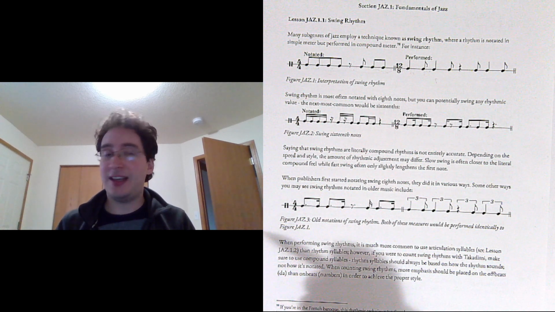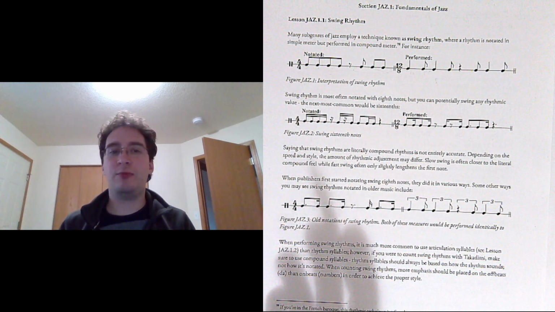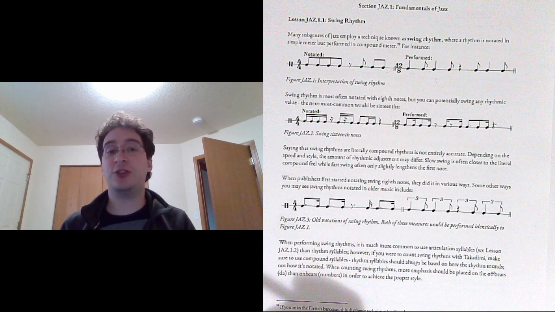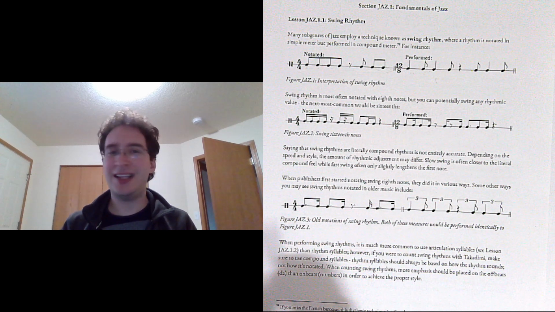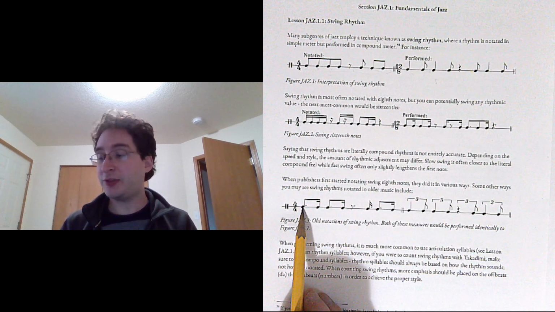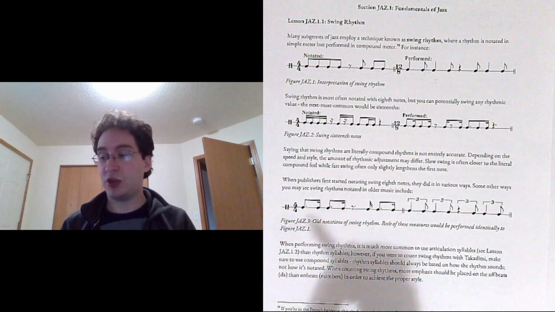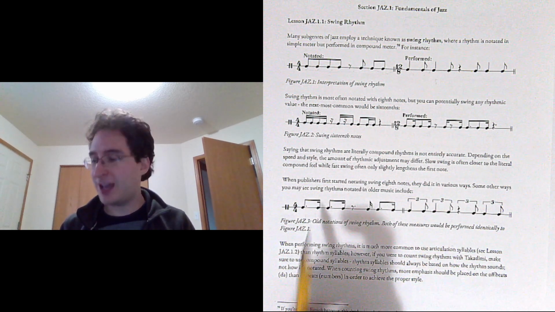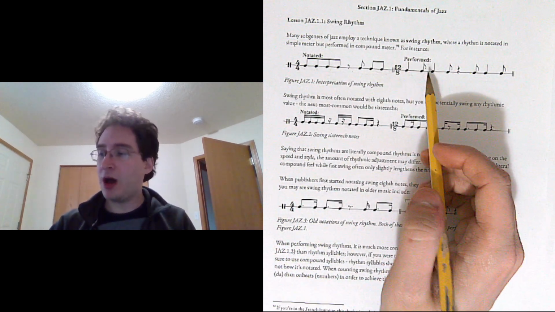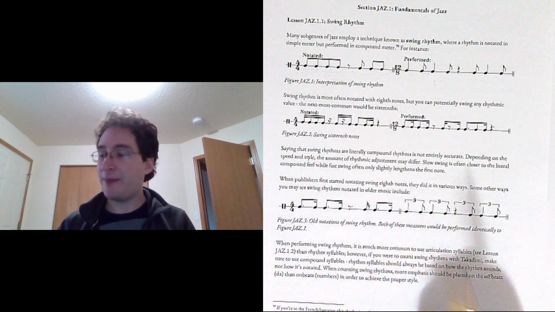You may see other notations for swing. When publishers first started notating it, there were a number of different ways that they employed. Sometimes they used dotted eighth and sixteenth. So literally this would be 1 me 2 me 3 me 4 me. No, that is not appropriate for the style. You would not play it like that. You would play it 1 da 2 da 3 da 4 da.